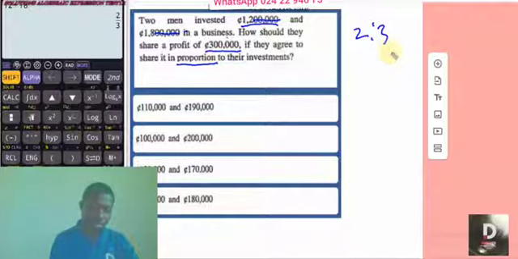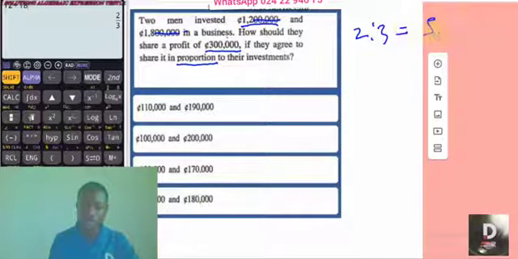You know proportion is ratio. So if there are only 2 people we are sharing for, put the smaller one on top, divide by the bigger one. It will give you a simplified fraction. Then you apply it. Simple. So this is the ratio.